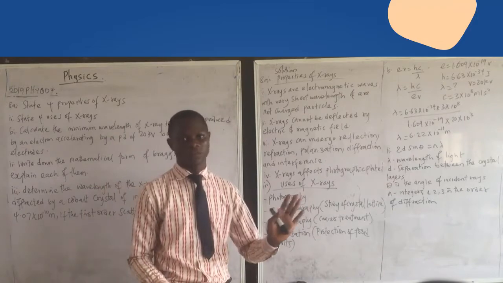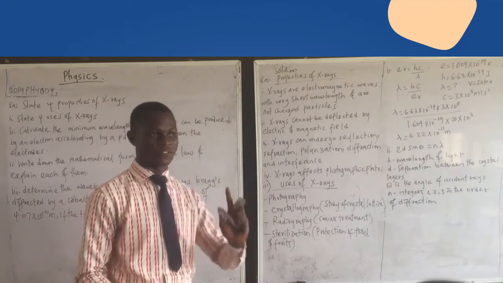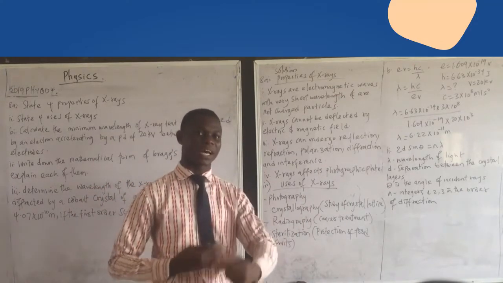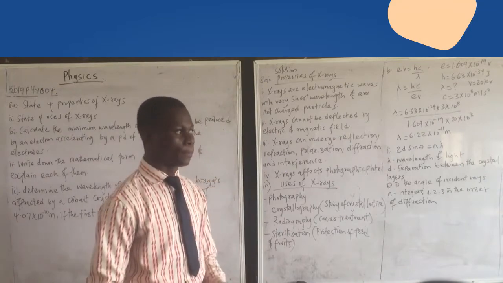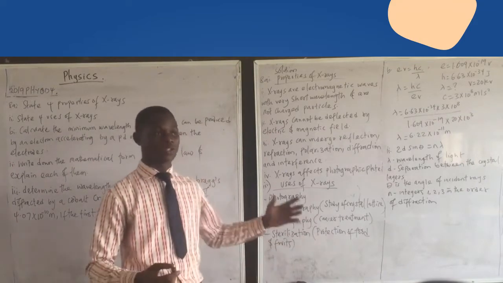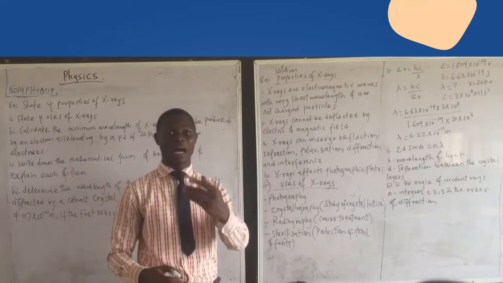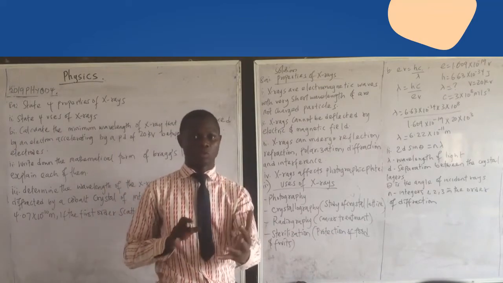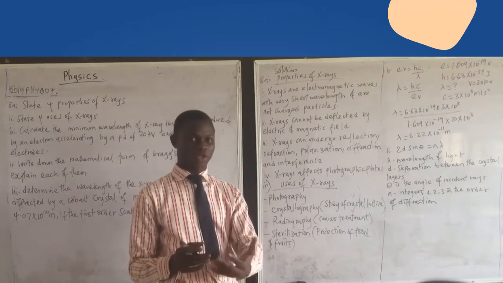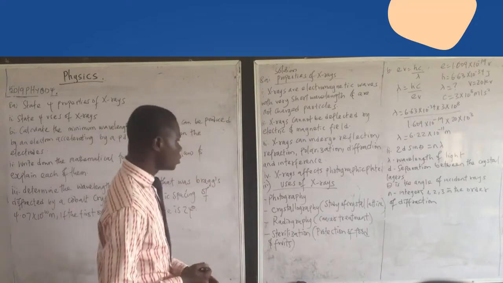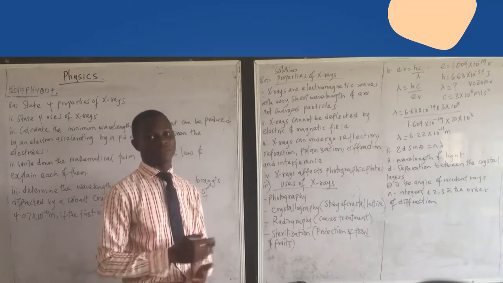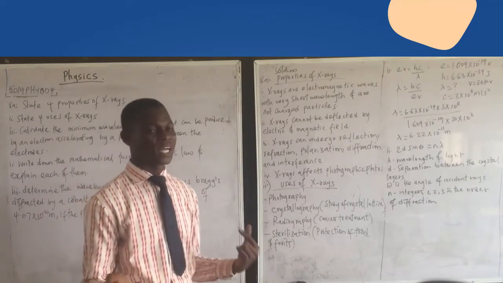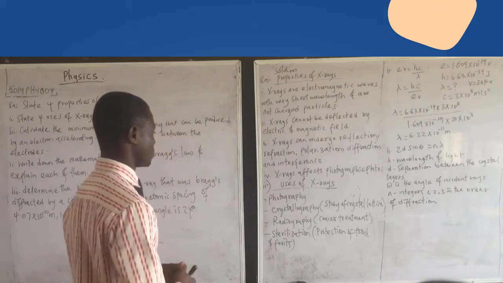Reflection, the ability of a ray to bend. Refraction. Diffraction, the ability of a ray to bend around obstacles in its path. Polarization. Interference, when two waves of the same frequency, amplitude, and wavelength superimpose as they pass through a given point. Lastly, X-rays affect photographic plates. So those are the properties of X-rays.